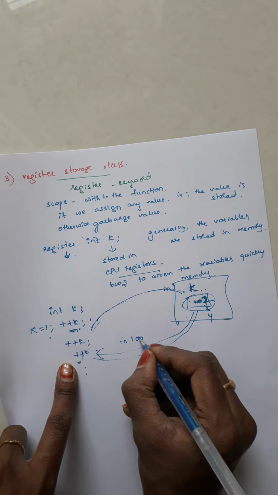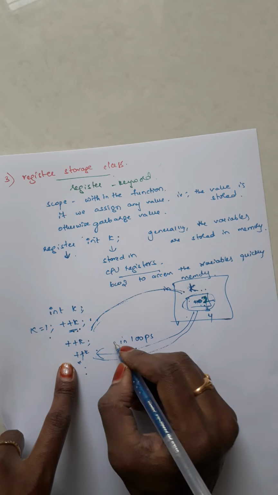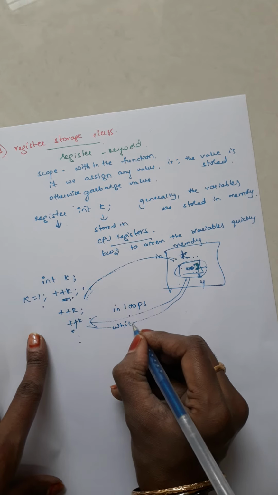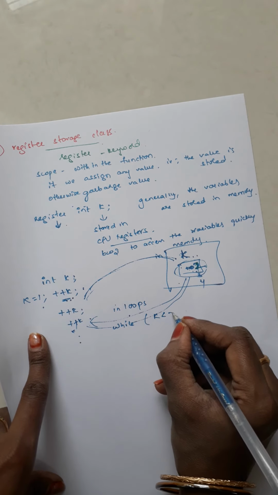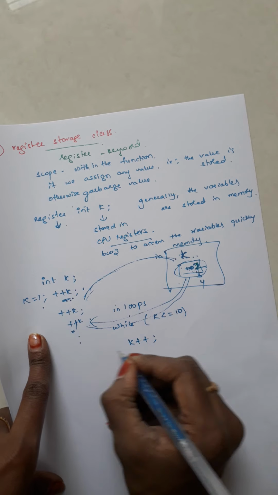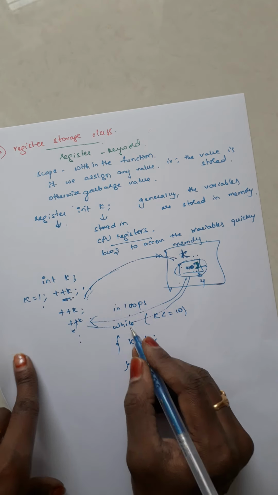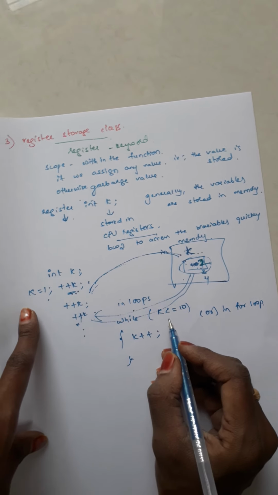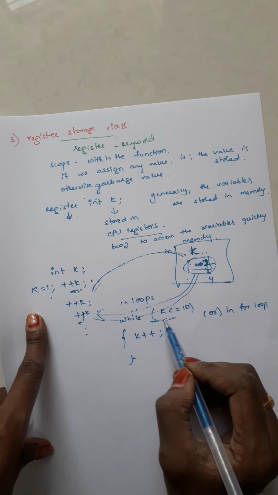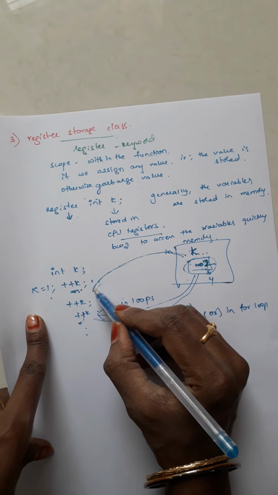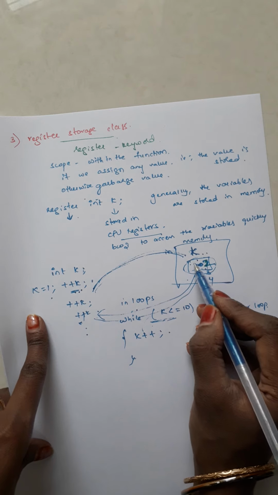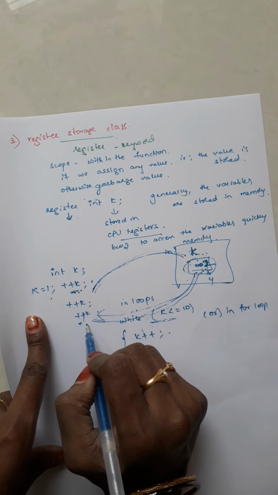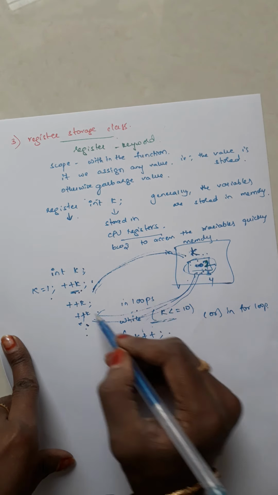For example, this situation arises in loops, in a while loop or a for loop. Here we write while k less than or equals to 10, k plus plus. However many times this loop repeats, that many times it has to move to the memory, update the value, access it from the memory, and substitute it in the program. So this may take a lot of time.